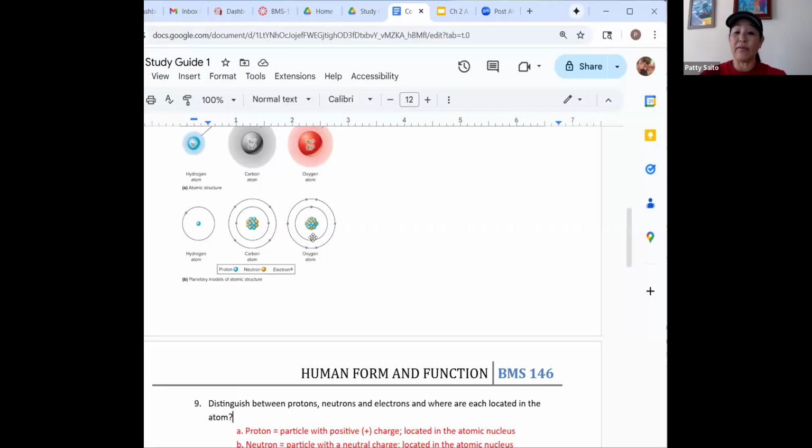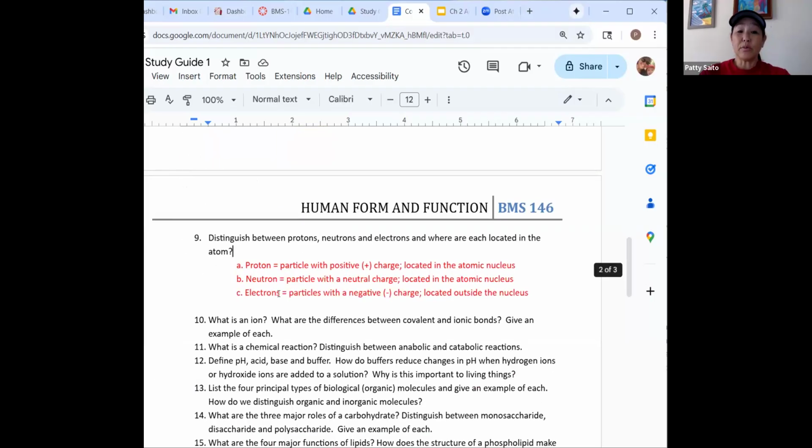So inside you have neutrons and protons. The electrons, which is the last type of subatomic particle, have a negative charge, and are located outside the atomic nucleus. So it orbits the atomic nucleus. What keeps it from flying off? It's the positive charges on the inside. So there's positive charges on the inside. The negative electrons are on the outside.